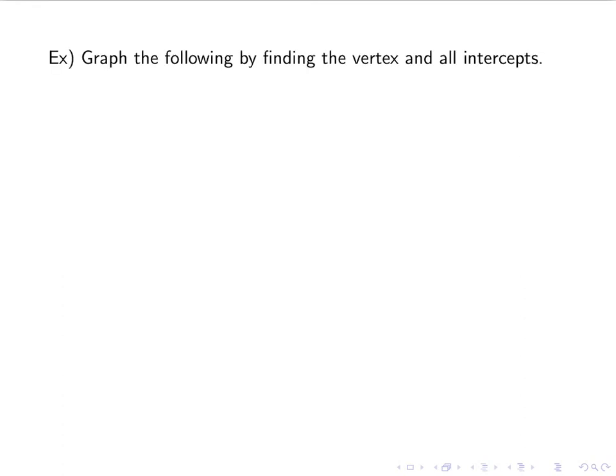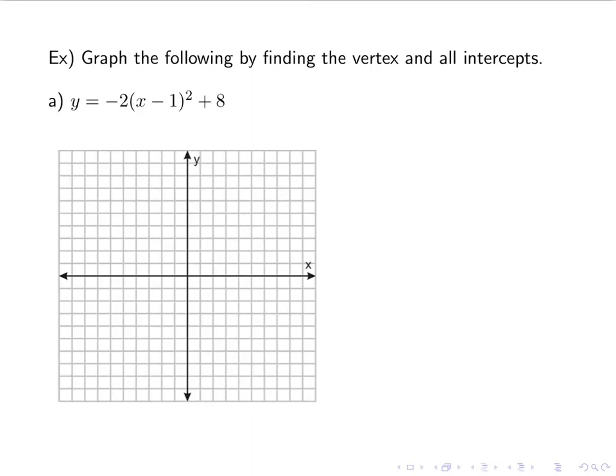So graph the following by finding the vertex and all intercepts. So we have negative 2 times x minus 1 squared plus 8. Now in standard form, the y-intercept was the easiest thing to find, so we did that first. In vertex form, the vertex is the easiest thing to find, so we're going to do that first. So the vertex is 1, 8. Again, it's x minus h, so h is 1, and then plus k, so k is 8.